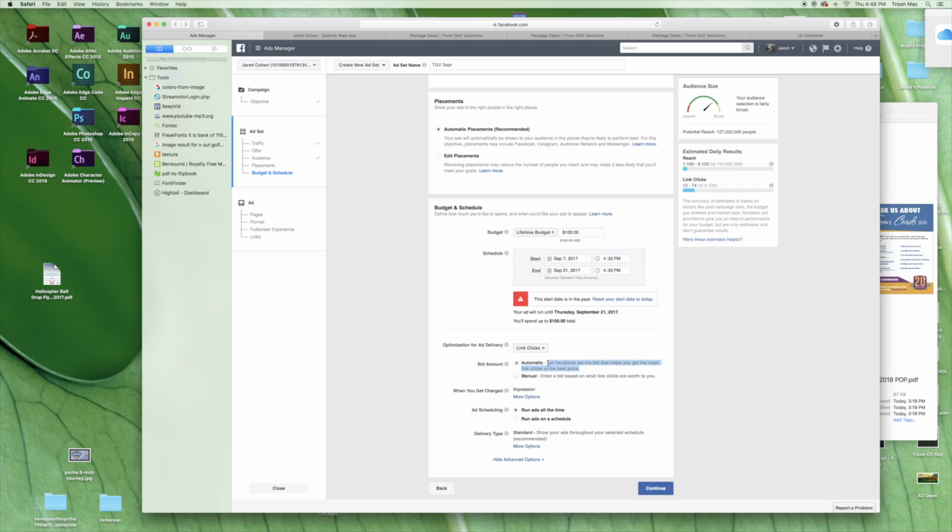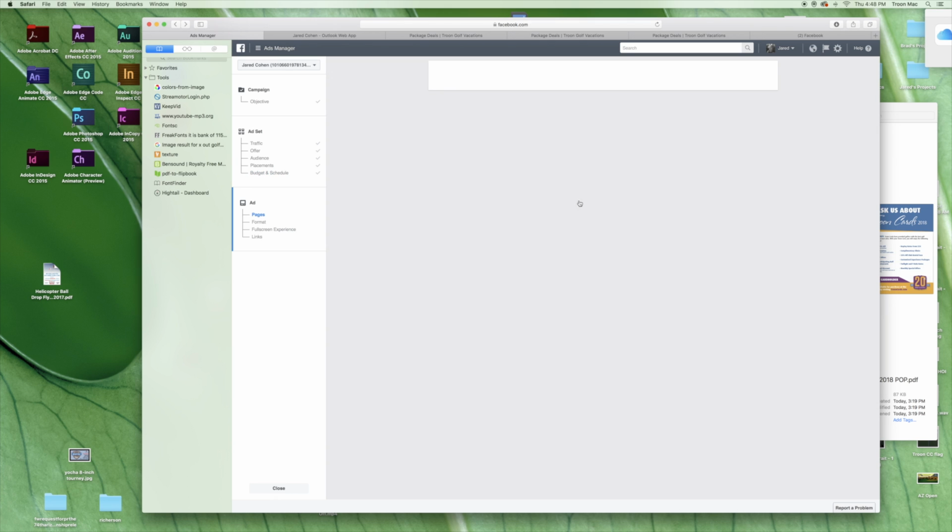I like to keep this at automatic with the bid amount, so that way it helps get the most. If we do it manually, that goes back to these manual placements. Sometimes we play against ourselves, and we don't want that to happen. And then I prefer to get charged based on link clicks as well when you get charged. Ads are running all the time. We don't want to keep it on a schedule. And then delivery type is standard. So nothing you really need to change here other than making sure that the link clicks are the driving force of your ad. And then we'll hit continue.